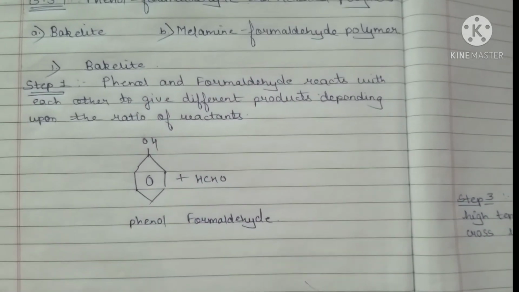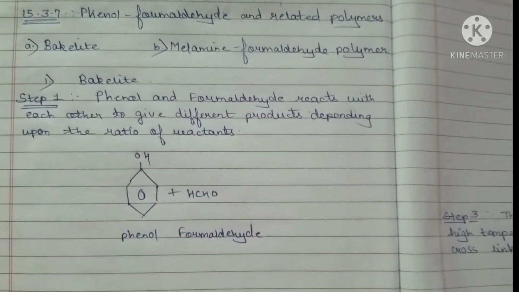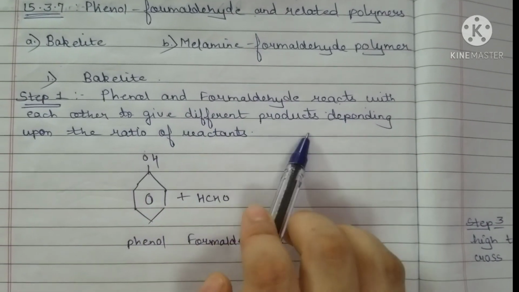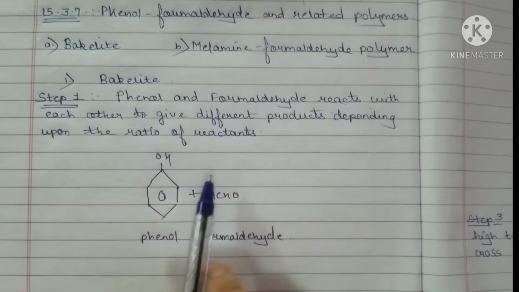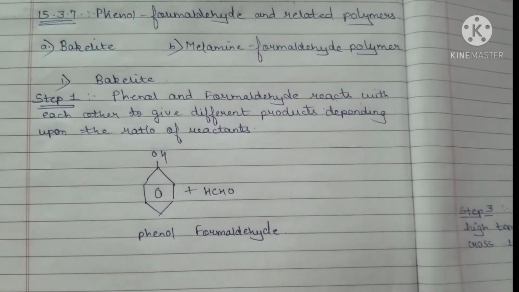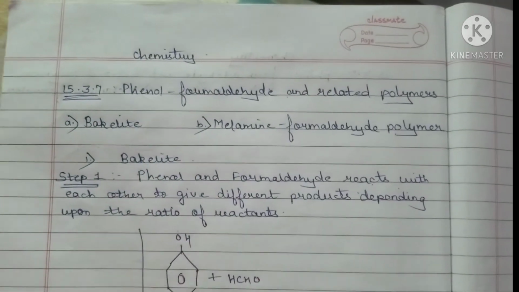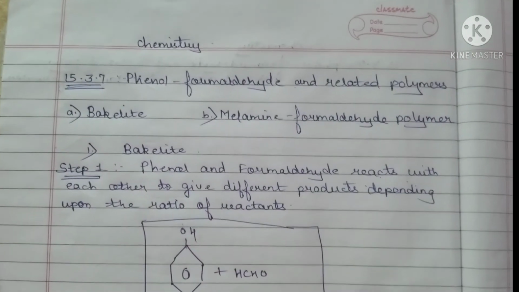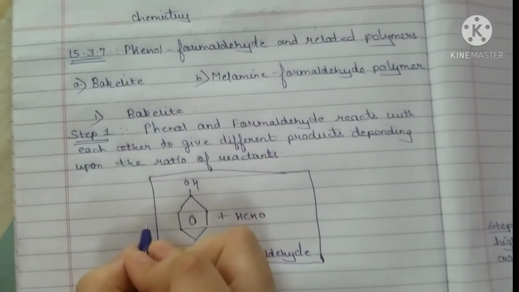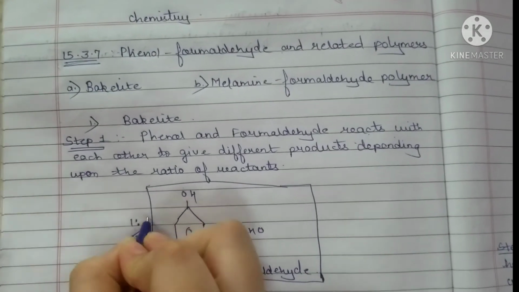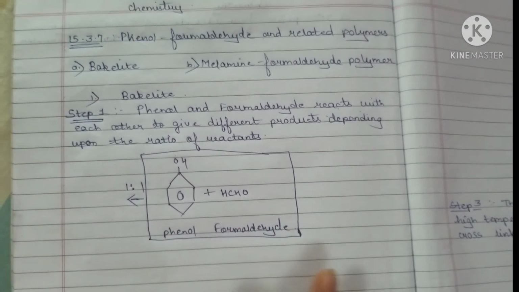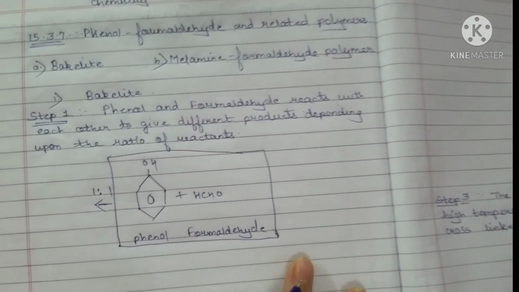Okay, this is formaldehyde. Now there are 3 ways in which the products are formed. Phenol and formaldehyde react with each other to give different products depending upon the ratio of reactants. So if we change the ratio of these 2 reactants, we are going to get 3 sets of products. These are the reactants here, phenol and formaldehyde. Now if we take it in the ratio of 1:1, that is 1 of phenol and 1 of formaldehyde, then what product are you going to get? You are going to get 2 products here.